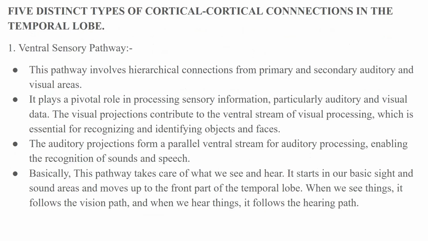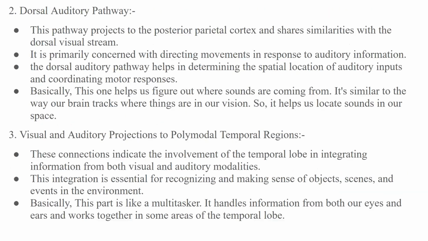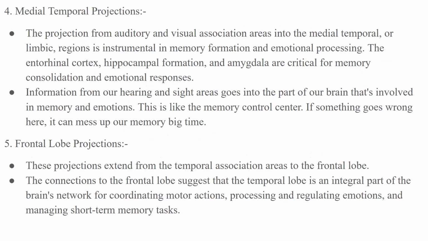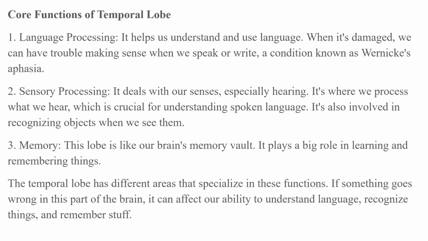in the temporal lobe. First one was ventral sensory, which helped in what we see and what we hear. Dorsal auditory, which helps us in finding out where sounds are coming from. Then visual and auditory projection, which is like a multitasker, handles information from both eyes and ears and they work together. Then medial temporal, which is like a memory control center. Then frontal lobe projection, which is for coordinating motor actions, processing and regulating emotions, and managing short-term memory tasks.